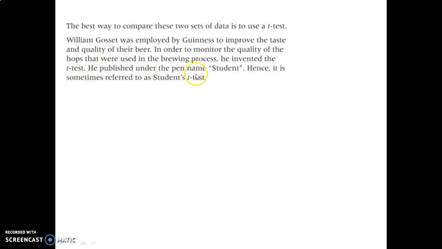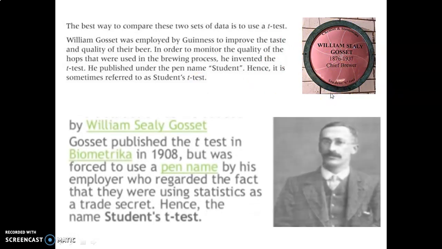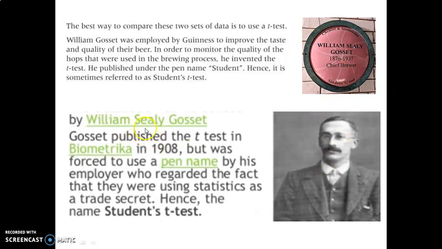He published under the pen name Student. Hence, it is sometimes referred to as Student's t-test, which is kind of funny. There's a plaque here in the Guinness headquarters that recognizes his work. And here is what he looked like, and his full name was William Sealy Gossett. And a little bit more of the history, he published his work on the t-test in this publication, Biometrika, in 1908, but he was forced to use the pen name Student because his employer regarded the fact that they were using statistics as a trade secret. So they didn't want other brewers to know that they were using mathematics to make their beer better, so they said, hide your name, and he just used the name Student when he published.